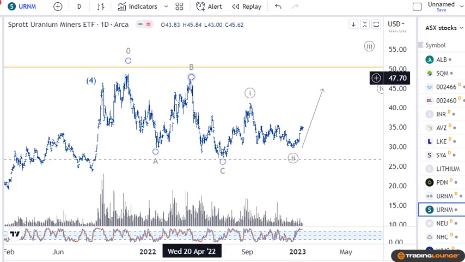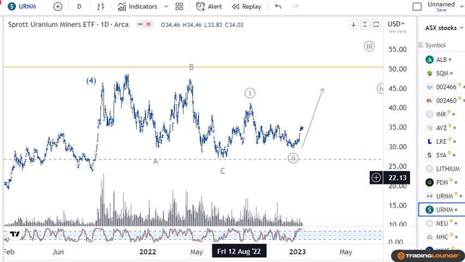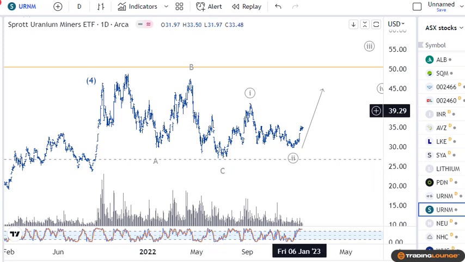Because this move here, I might even have this wrong. It didn't make a new high here, so it bothers me a little bit. But 1, 2, 3, 4, 5 here, then the ABC here. So yeah, it's a little bit tricky. But anyway, it's looking good for uranium.